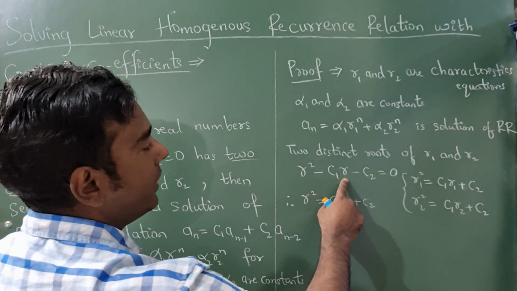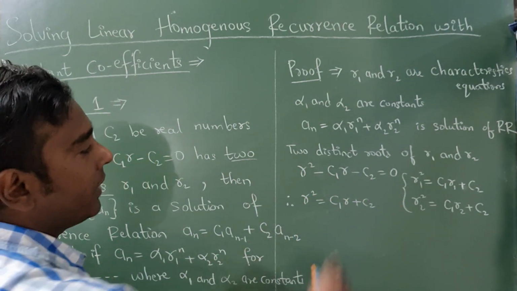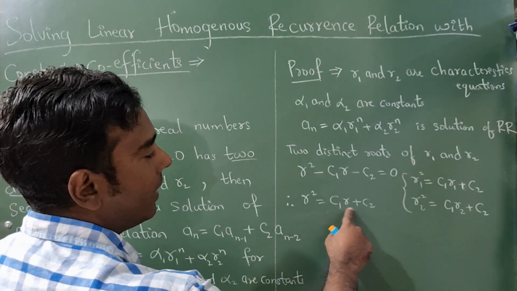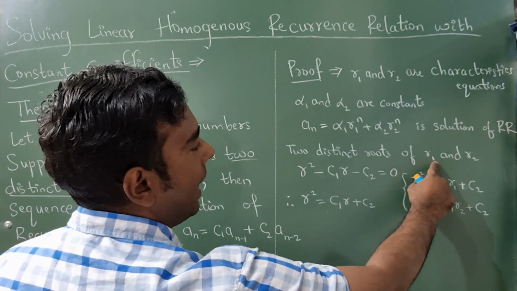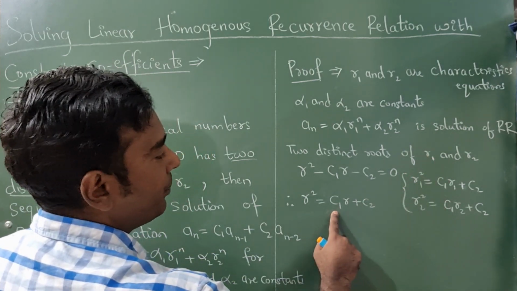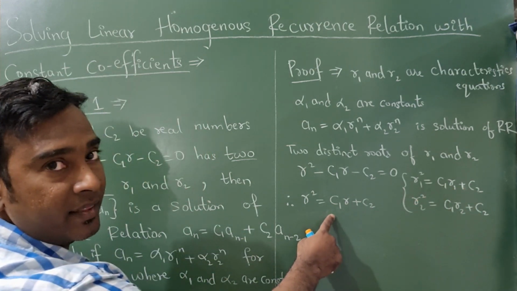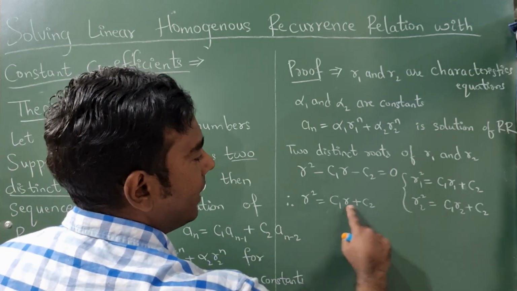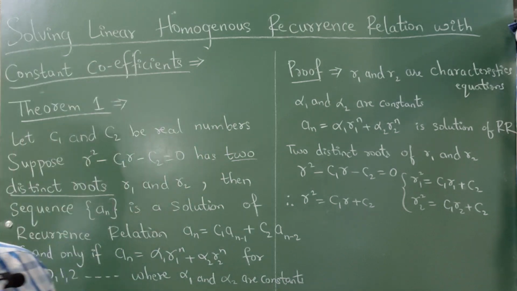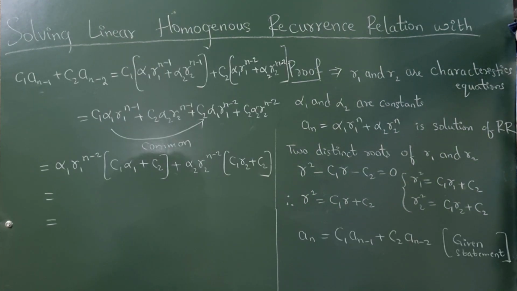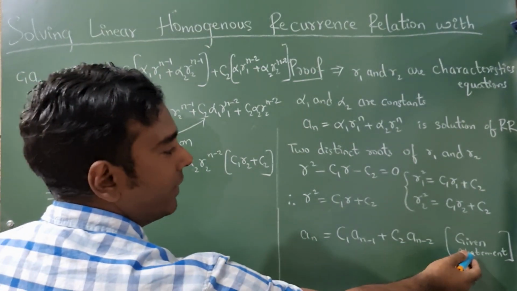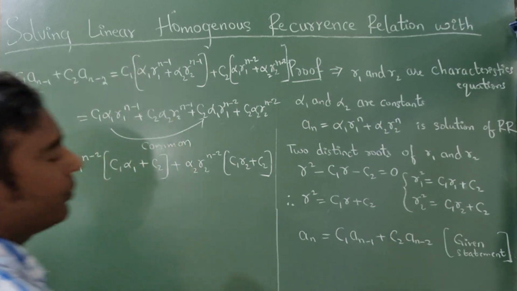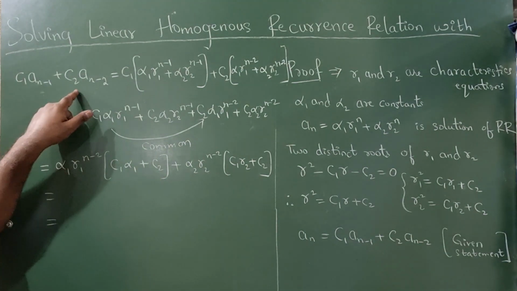So r squared minus C1 r minus C2 equals 0. Take this on the right hand side and you get r squared equals C1 r plus C2. Now if I consider r1, then r1 squared equals C1 r1 plus C2. If I consider r2, then r2 squared equals C1 r2 plus C2. Now this equation is given in the statement: a_n = C1 a_(n-1) + C2 a_(n-2). I have written this right hand side part here.